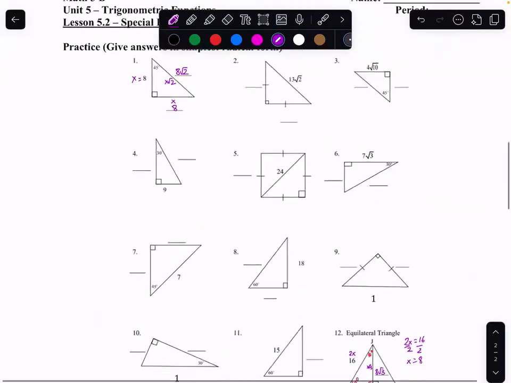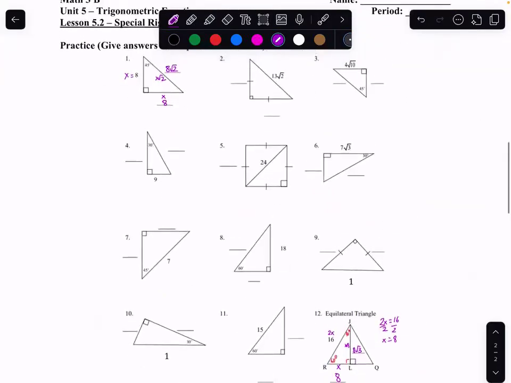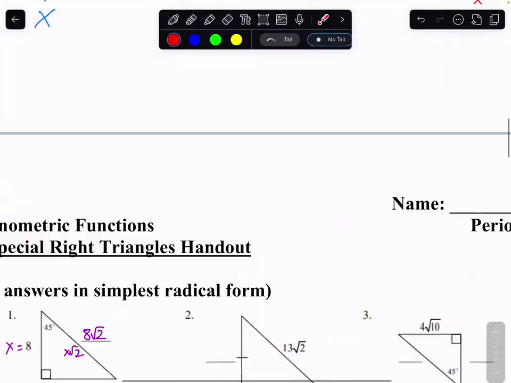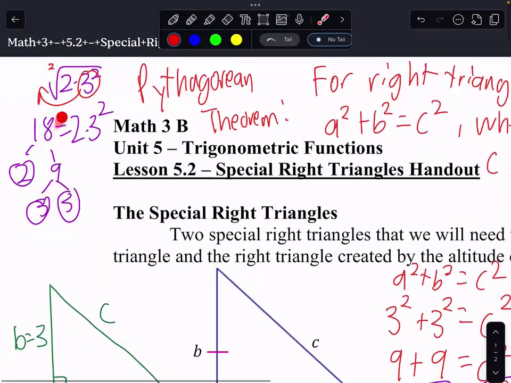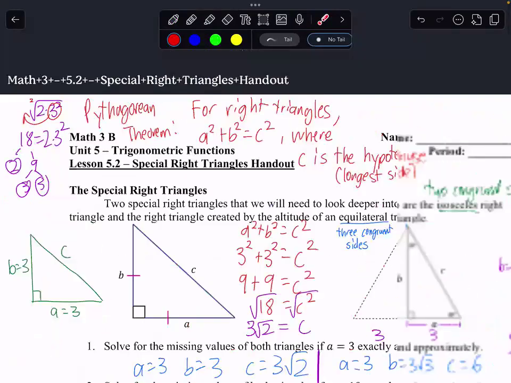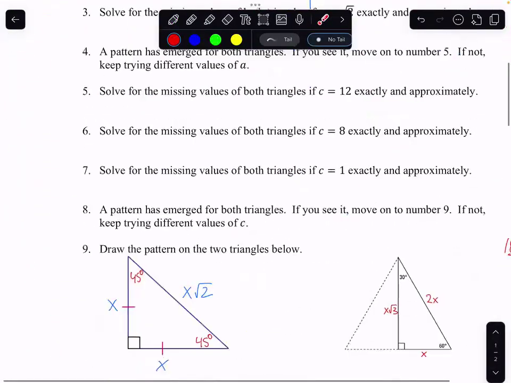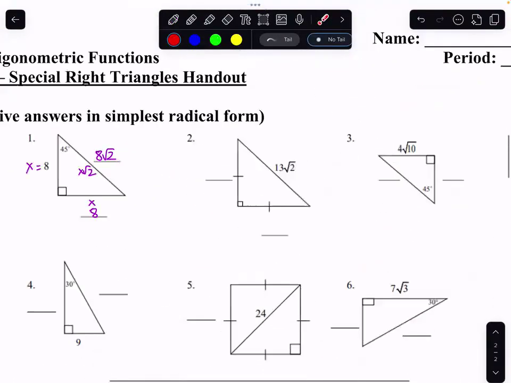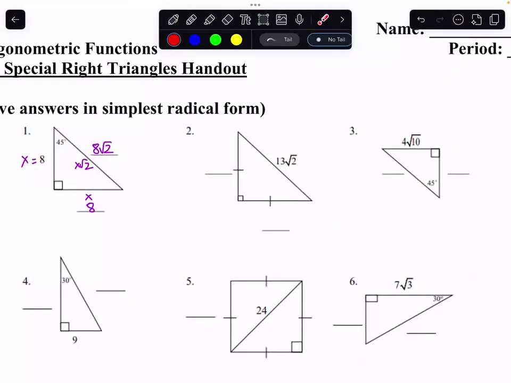One quick note, your answer should be in simplest radical form. Just like before, that means that if you can take anything out of the inside of the radical, you should. It also means no radicals in the denominator. Go ahead and try finding the missing side lengths for the rest of these. Again, all of these should be doable without the use of a calculator.